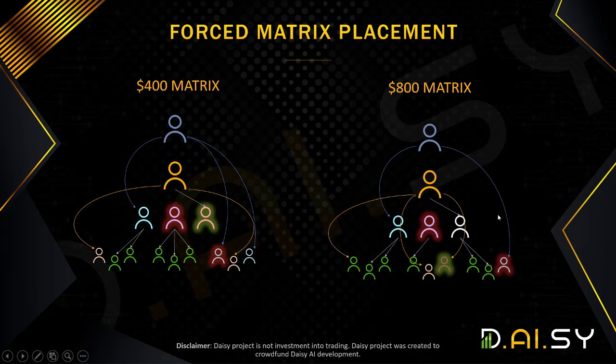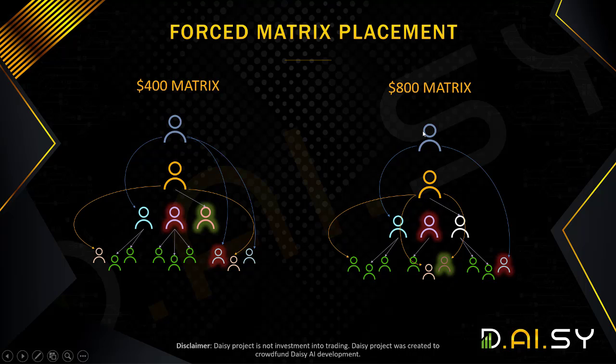Well, he's already missed out on going into the first row because it's filled up already. So by the time he pays to go into the $800 matrix, he falls into the second row, right? It could be that he might have fallen into the third or fourth row, but let's say he falls into the second row, right?